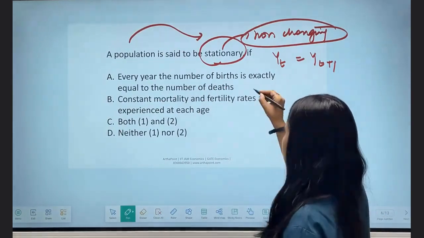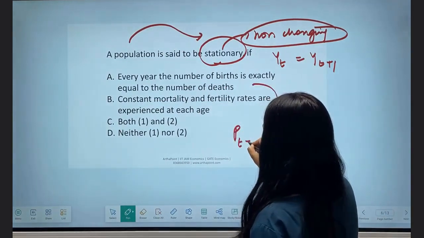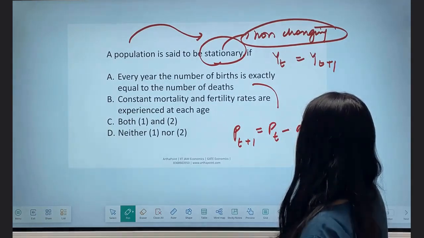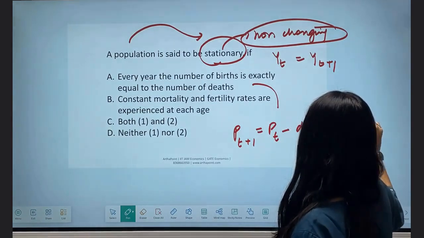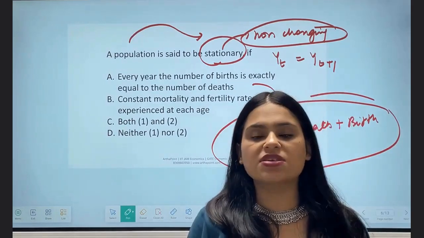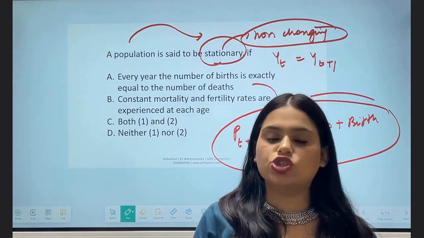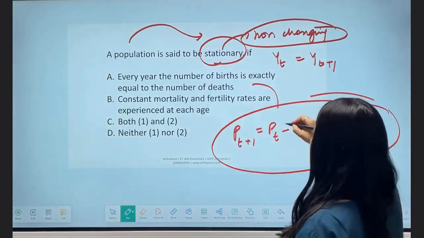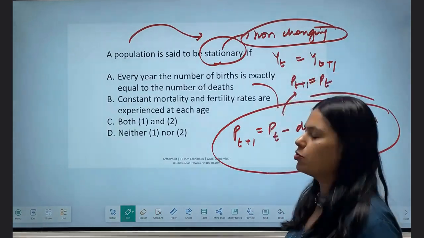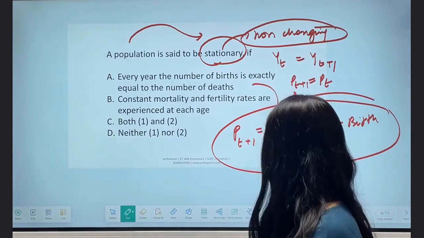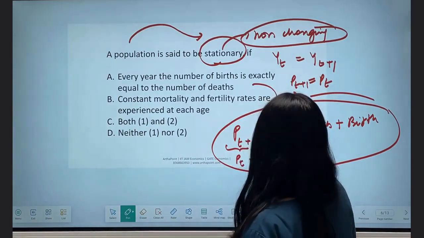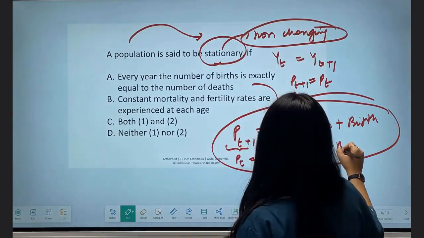But when will population change? What is population in period t plus 1? पिछले साल की population minus death plus birth. यही तो अगले साल की population होगी. So if I am saying that population should not change, what do I mean by that? It means that population last year should be equal to population this year. Population को change नहीं होना चाहिए. So instead of pt plus 1, I can just put pt for stationarity. दोनों साल की population same होनी चाहिए. It should be the same.